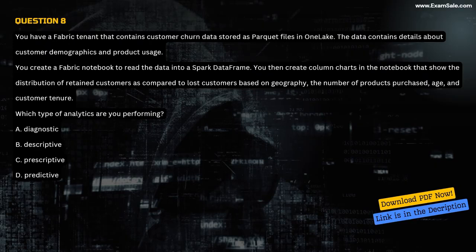You have a Fabric tenant that contains customer churn data stored as Parquet files in OneLake. The data contains details about customer demographics and product usage. You create a Fabric notebook to read the data into a Spark data frame. You then create column charts in the notebook that show the distribution of retained customers as compared to lost customers based on geography, the number of products purchased, age, and customer tenure. Which type of analytics are you performing?